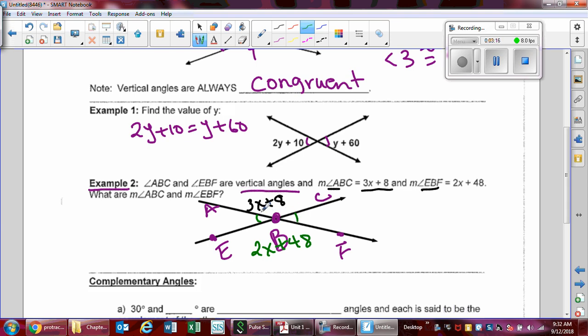Okay? And if you choose to do it this way, that's also fine, as long as the angles are vertical. Since they are vertical, those two angles have to be congruent, right? So to set it up, you'll say, okay, 2x plus 48 is going to equal 3x plus 8. And then you just solve it.